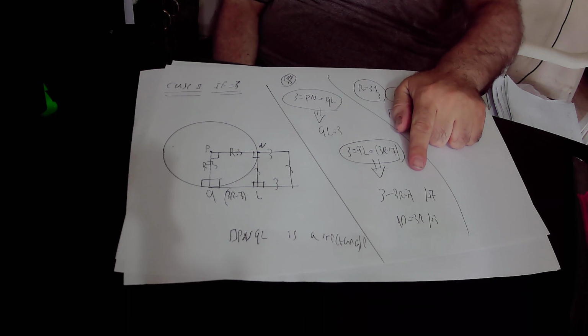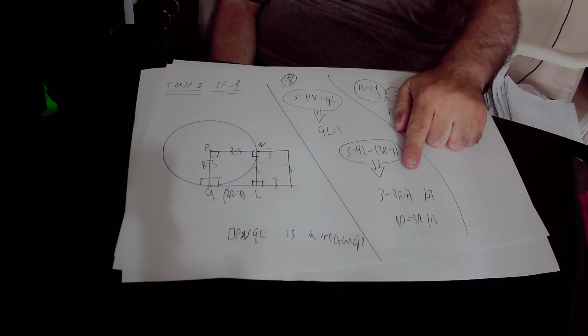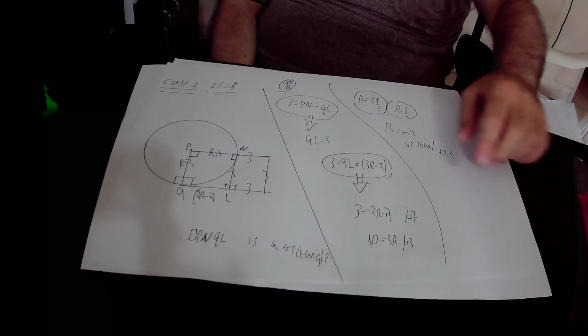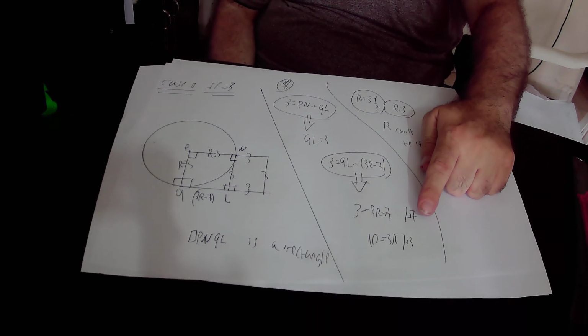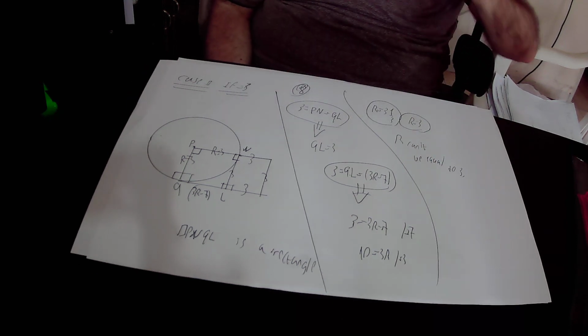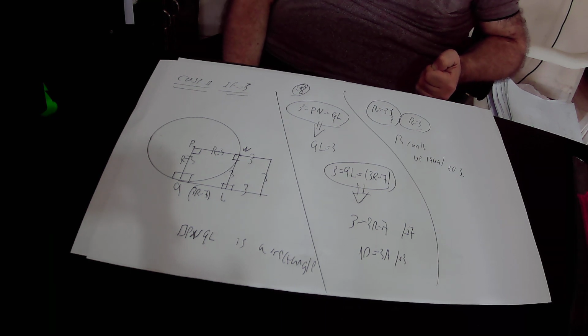Here we added 7 to this equation and found out that 3 plus 7 is 10, and so 10 equals 3R. So here we divided this equation by 3 and found out that the radius of this circle is equal to 3 and a third.